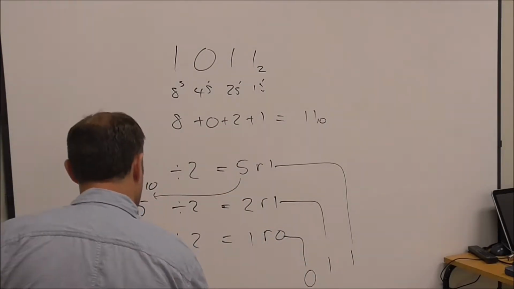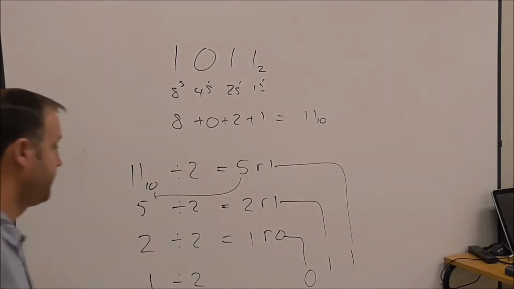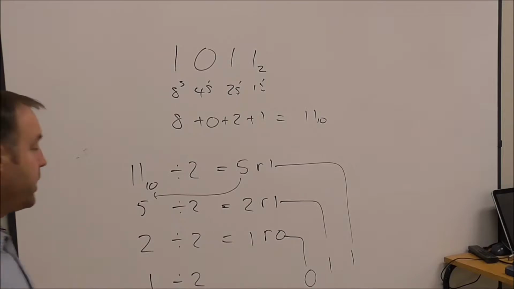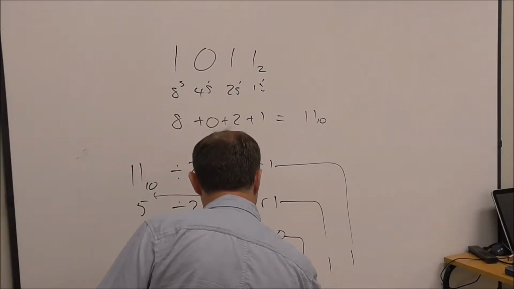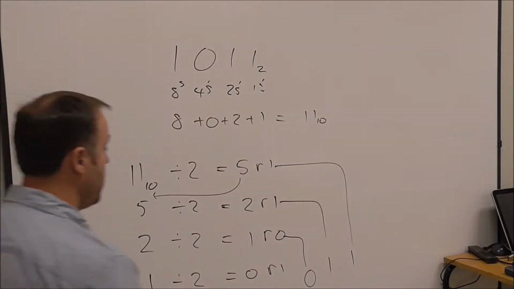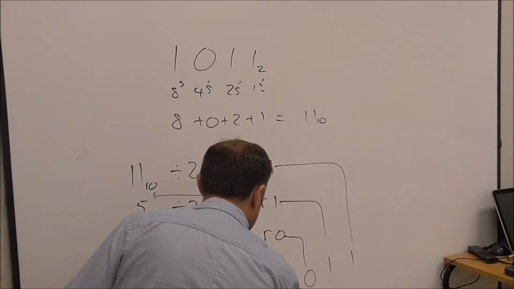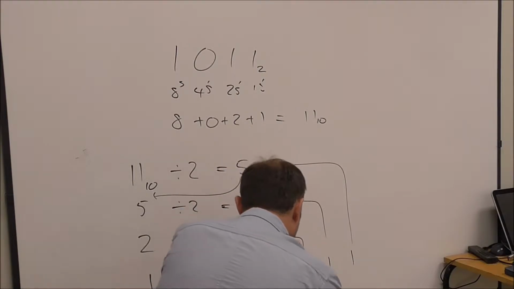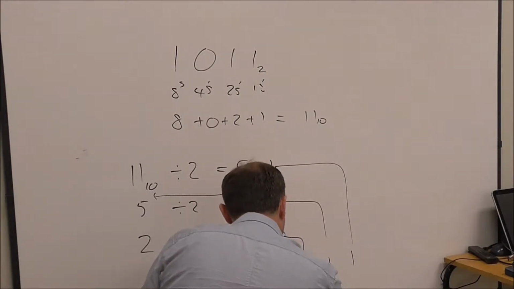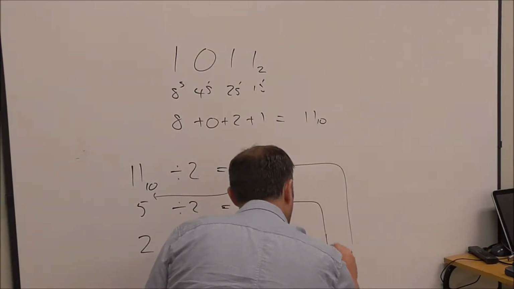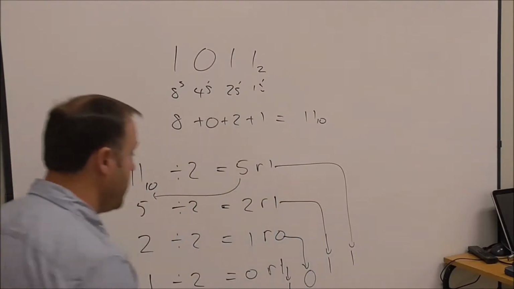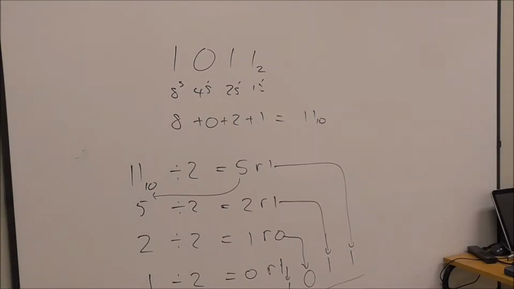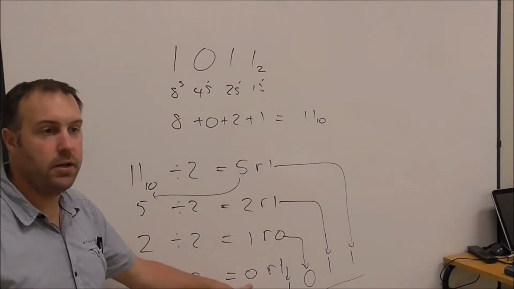And now we've got 1 divided by 2. And 1 divided by 2 is 0 remainder 1. Okay? And that 1 goes down to there. So here is our final binary number, 1011. So when we get to 0 here, we stop.